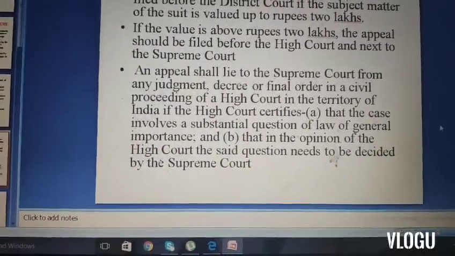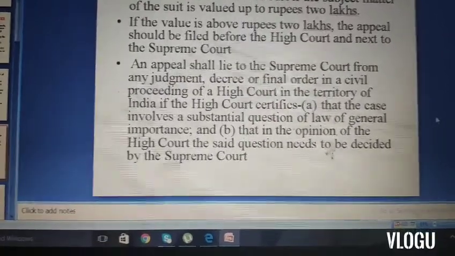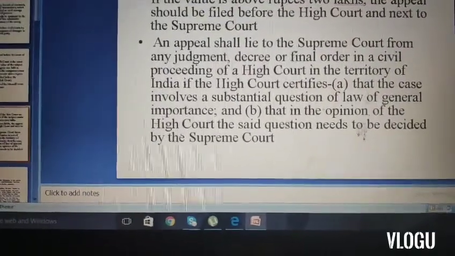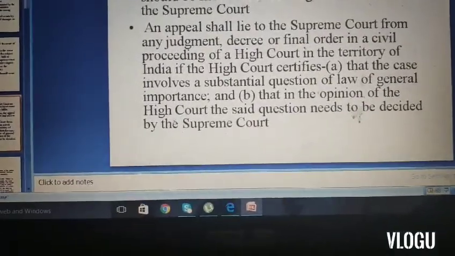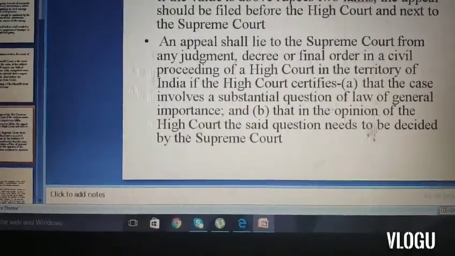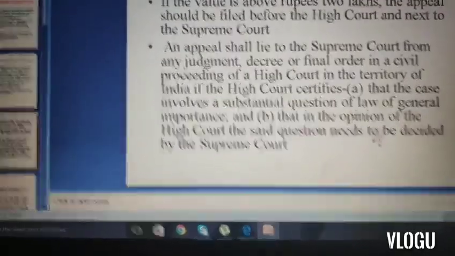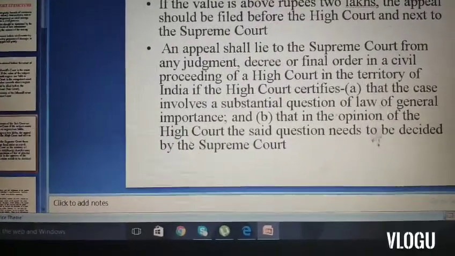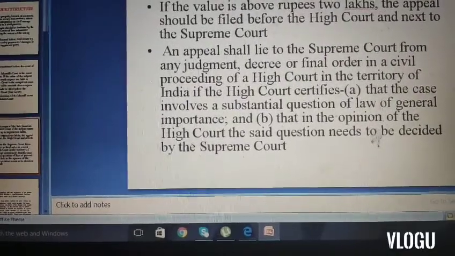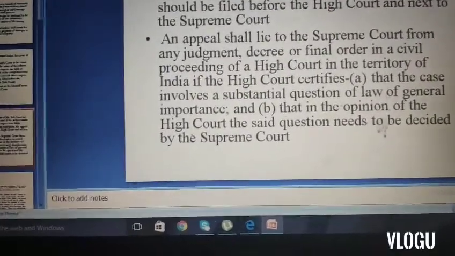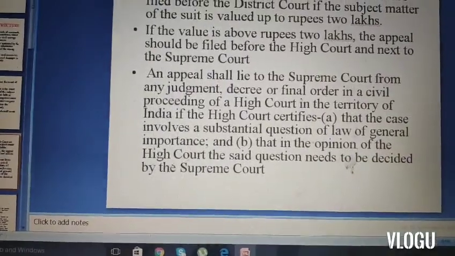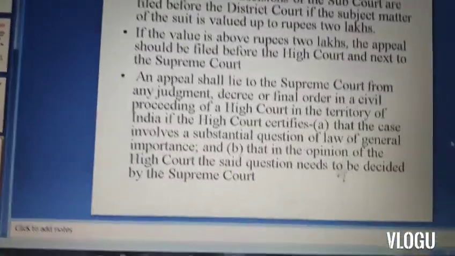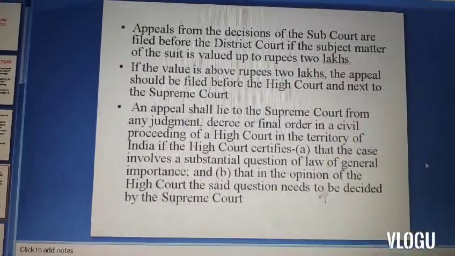Now, appeals from the decision of the sub court are filed before the district court if the subject matter of the suit is valued up to rupees 2 lakh. If the value is above 2 lakh rupees, the appeal should be filed before the High Court and next to the Supreme Court. You see, first is the munsif court, then from the munsif court the appeal will be filed to the district court, and if it's above 2 lakh rupees, then it will be filed before the High Court, and next in the hierarchy is the topmost court, that is the Supreme Court.